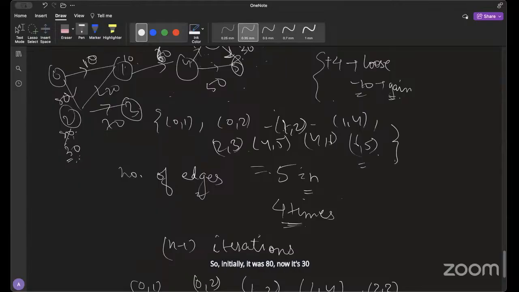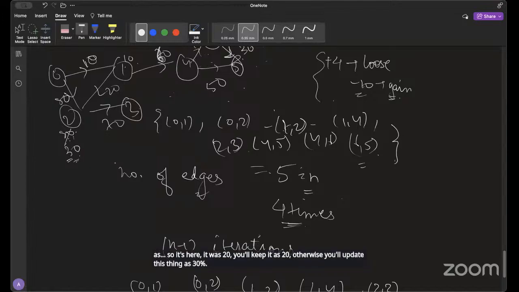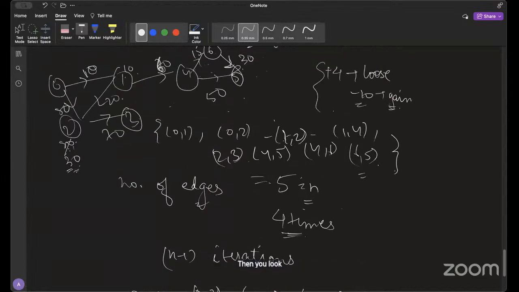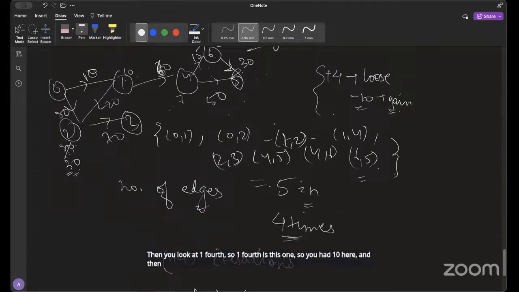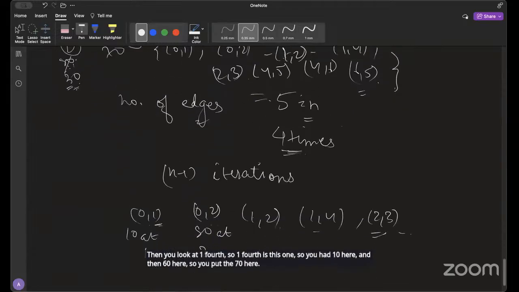If you get something better, then you update it. Otherwise, you keep it as it is. So if here it was 20, you'll keep it as 20. Otherwise, you'll update this as 30. Then you look at 1, 4. So 1, 4 is this one. You had 10 here and then 60 here, so you put the 70 here. And then you have 2, 3.